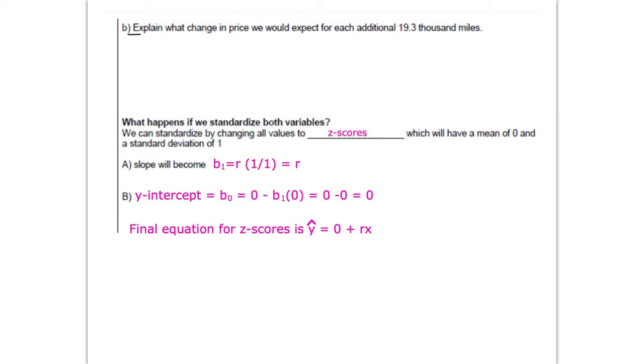So let's answer the question: what change in price should we expect for an additional 19.3 thousand miles? We're going to use our slope times our explanatory variable, which is miles. And we should expect a change, right? That it's going to drop an additional, sorry about that. This is the expected change we should see. It's not asking what the new price will be. It's asking about the change.